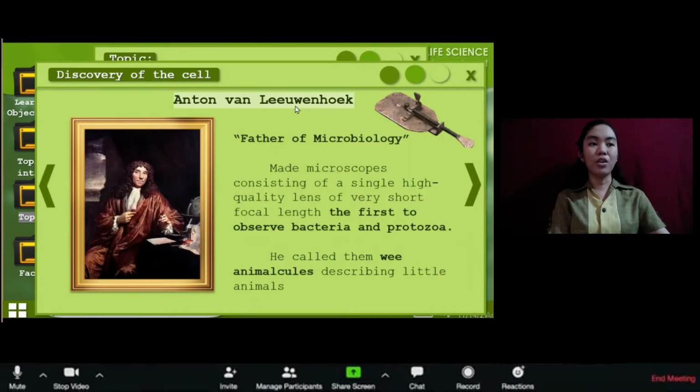Next is si Anton van Leeuwenhoek. So, he is acknowledged as the father of microbiology. Siya din yung first human to witness living cell under a microscope, which is siya din yung gumawa mismo. Ayan yung nakikita nyo sa screen. That said, living cells happen to be bacteria. Yung una niyang nakita yon sa dental scrapings ng ngipin niya, na-remind siya ng maliliit na hayop. Kaya instead of bacteria and protozoa, tinawag niya yung animalcules describing little animals.